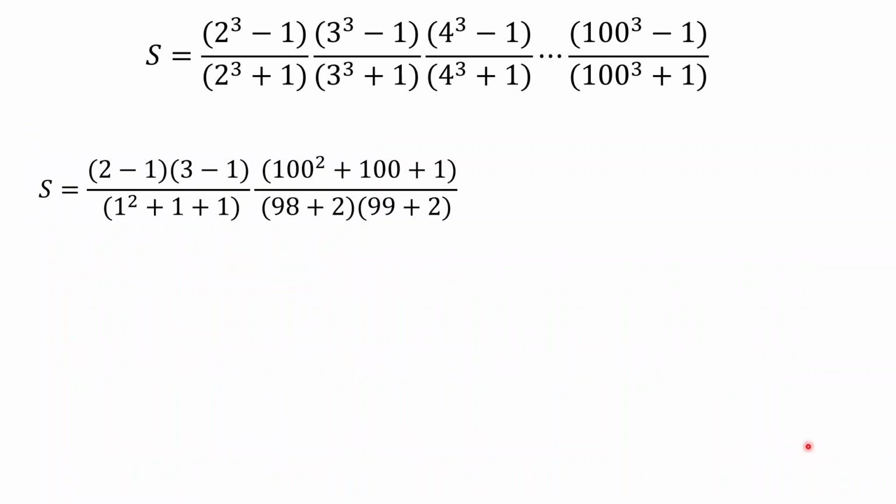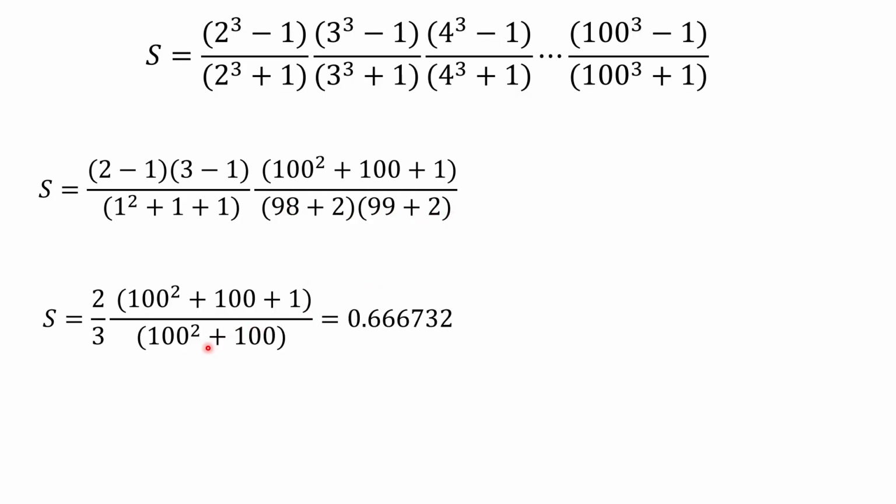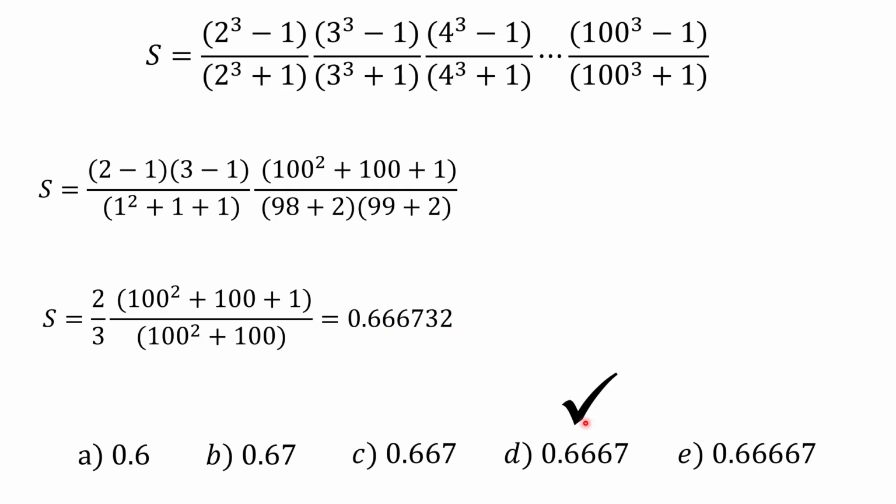Okay, so we can evaluate this. Basically, this is 100 times 101. So this will be 100^2 plus 100. This is also 100^2 plus 100 plus 1. This is 2. This is 3. And the value will be this one. So obviously the correct answer is this one. If this expression continues to infinity, then obviously this term and this term will become equal, so they cancel out, and S will become 2 over 3.